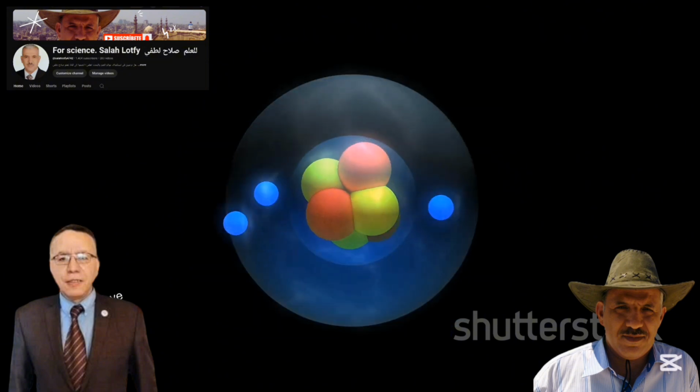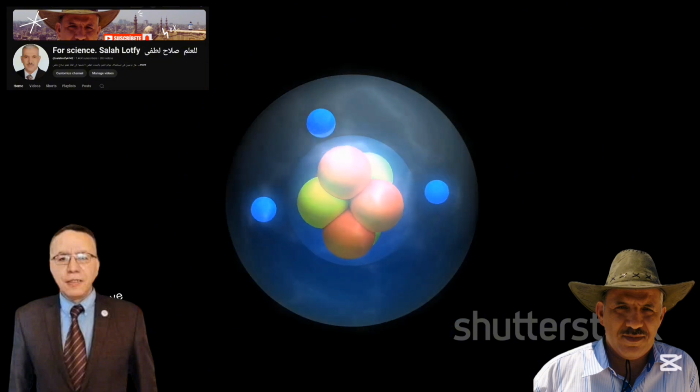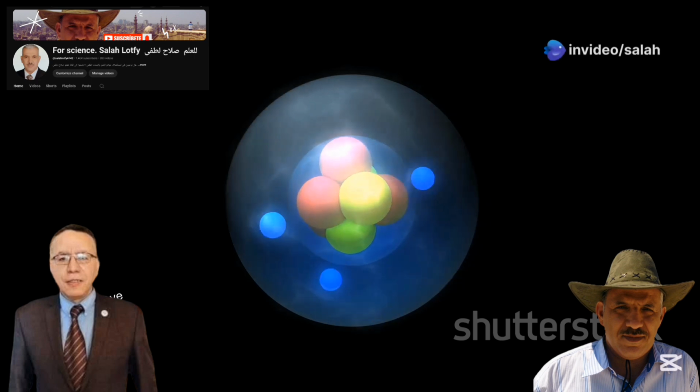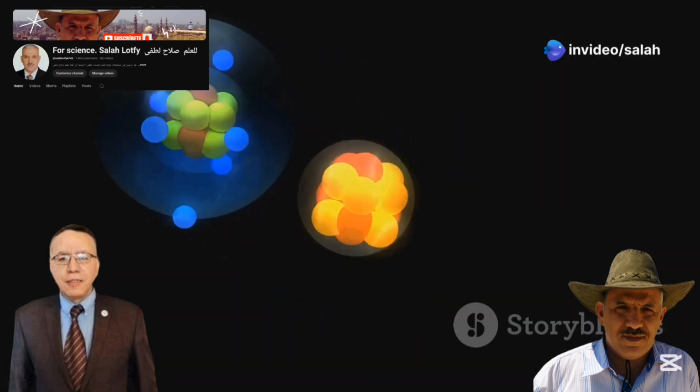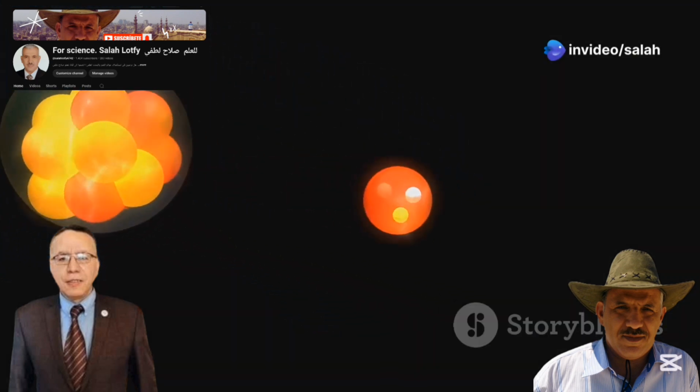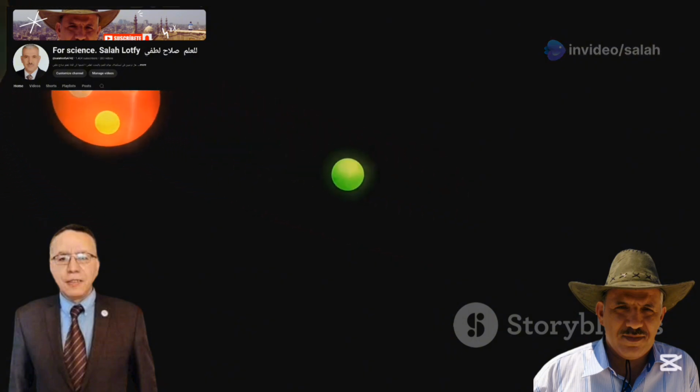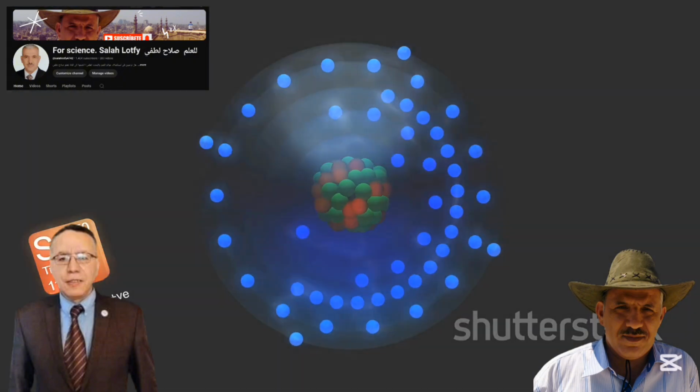This model helps explain the existence of magic numbers in nuclear physics. Nuclei with specific numbers of protons or neutrons exhibit exceptional stability. These magic numbers correspond to filled energy levels within the nucleus, analogous to the stability of noble gases with their filled electron shells.